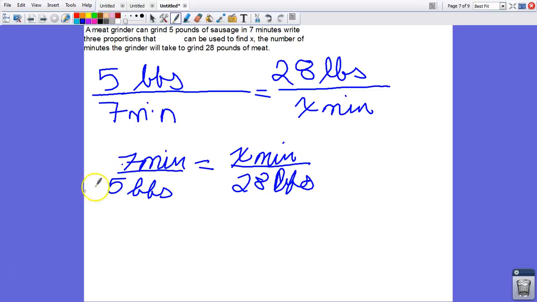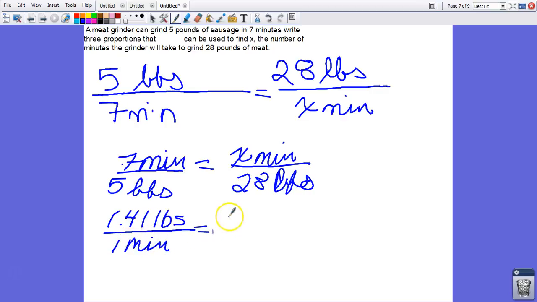And then why don't we find a unit rate, right? If it's 5 pounds per minute, 5 pounds for 7 minutes, how much is it for 1 minute? So if you divide 5 by 7, you get 0.71 pounds. Here's our unit rate, 0.71 pounds for 1 minute.